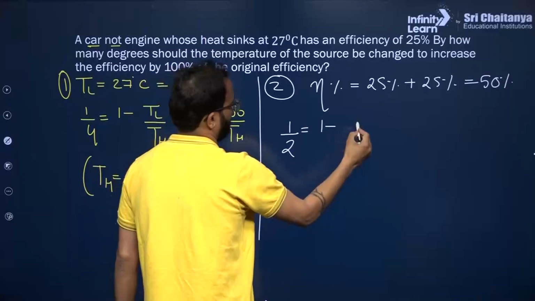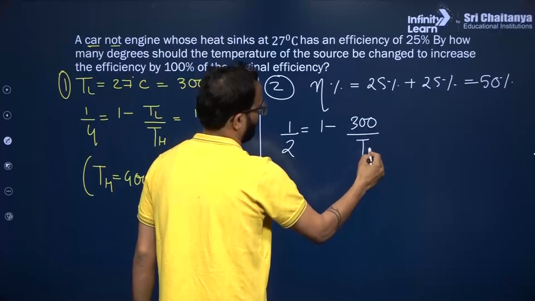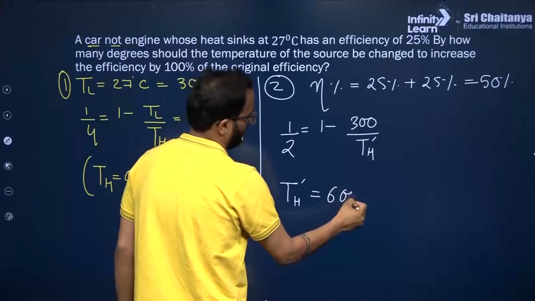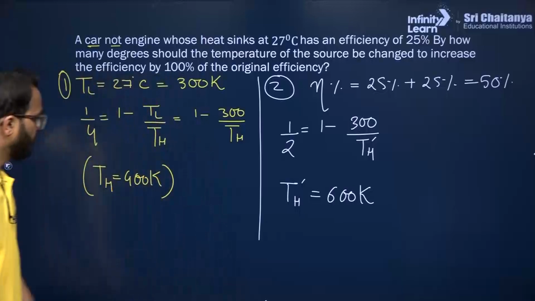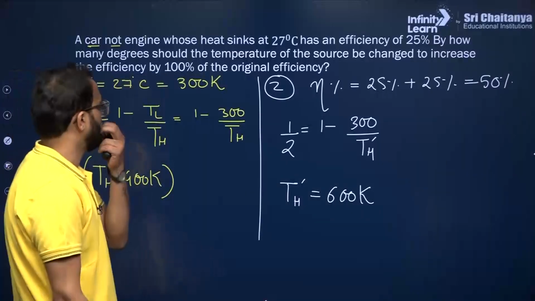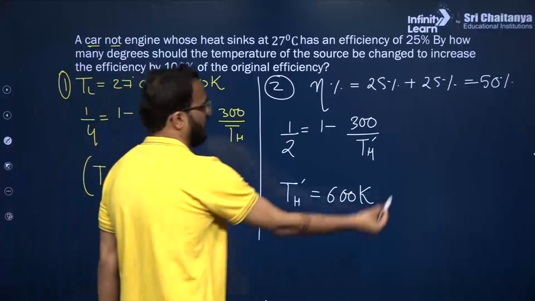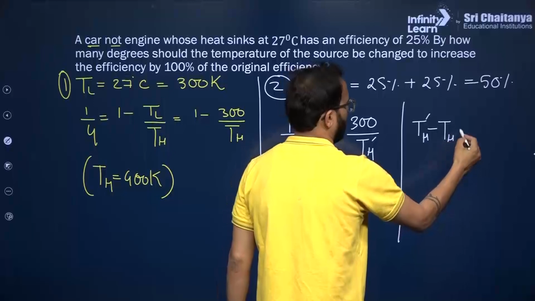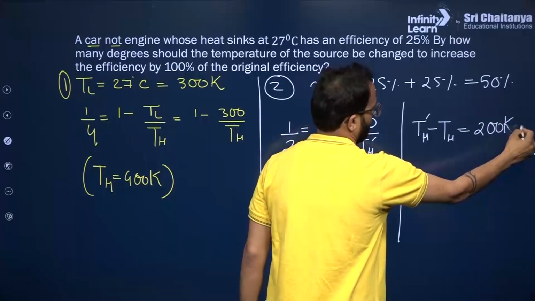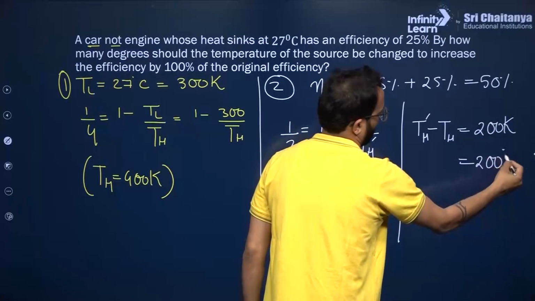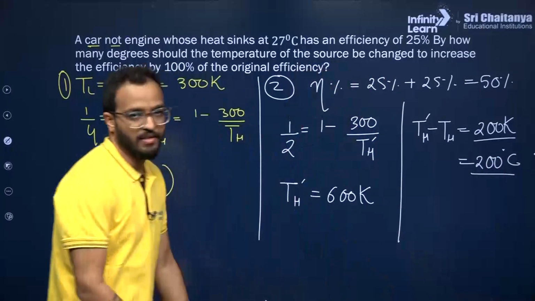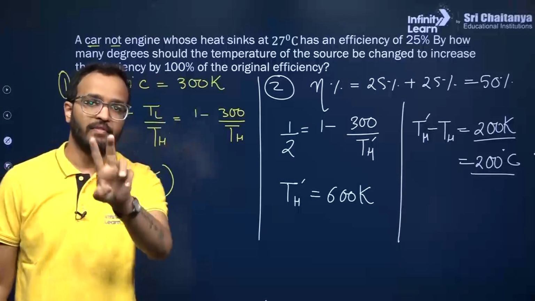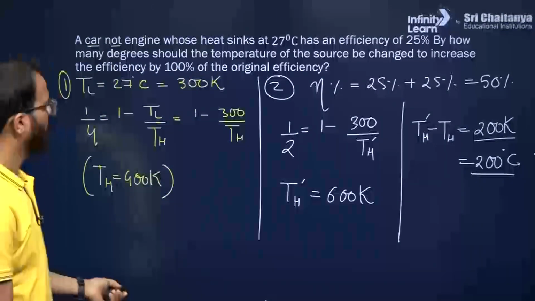So 1 by 2 will be 1 minus 300 by TH. So this time it becomes 600 Kelvin. Okay, so an increment of 200 Kelvin has taken place. So the answer will be delta, T dash H minus TH, which is 200 Kelvin. Since this is a difference in temperature, it doesn't matter whether it is 200 Kelvin or 200 degrees centigrade, both will be the same. A difference of 1 Kelvin is equal to a difference of 1 degree Celsius only, right.